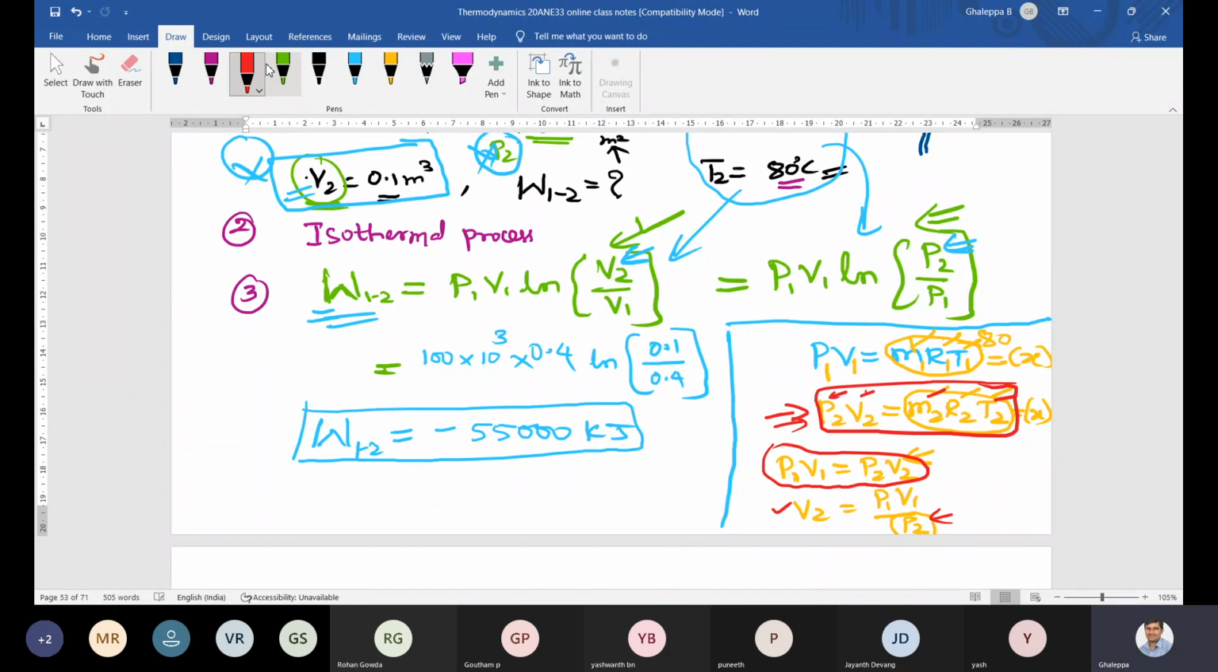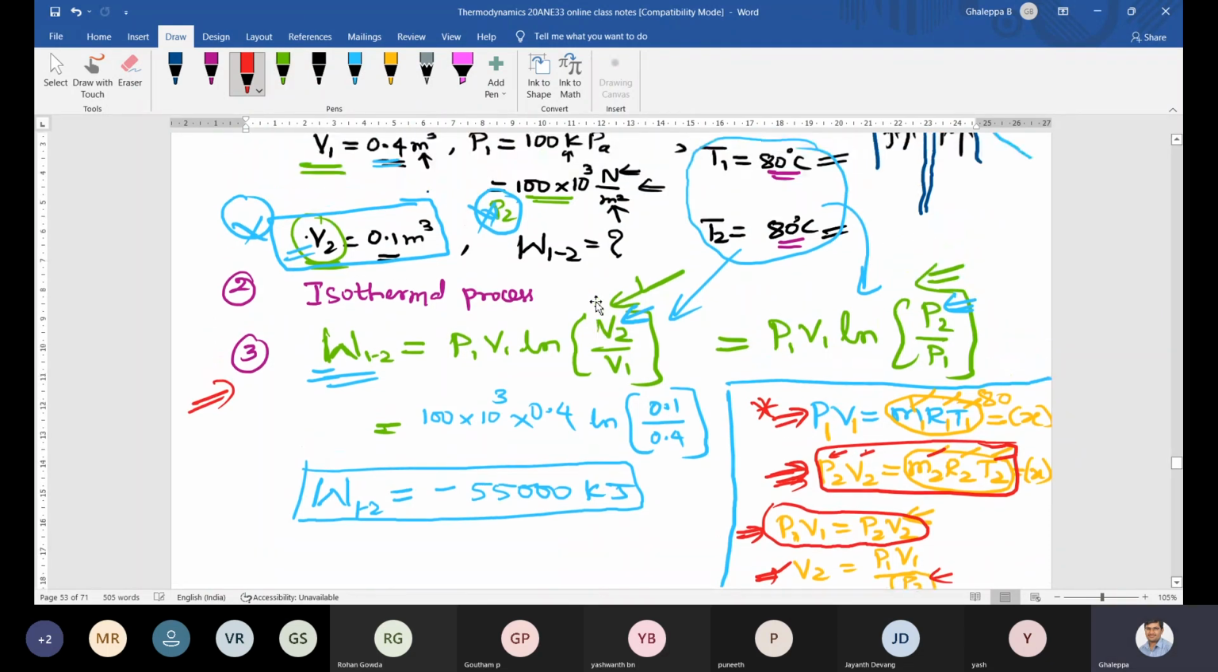But this is a rare case, my dear students. Do not get confused. If the problem is given like this, you have to calculate the unknowns using this equation and this equation, and substitute. Rare case. Otherwise, directly some values will be given.